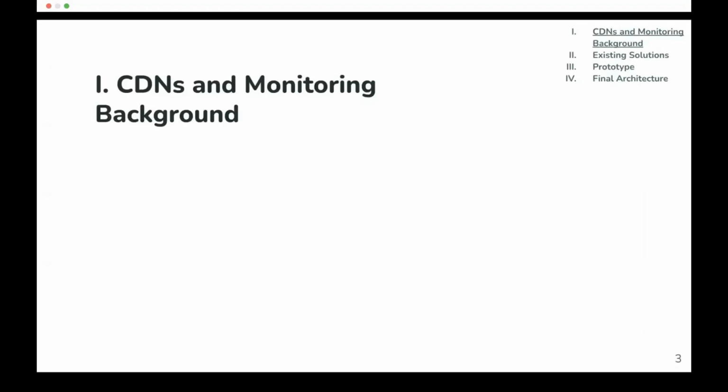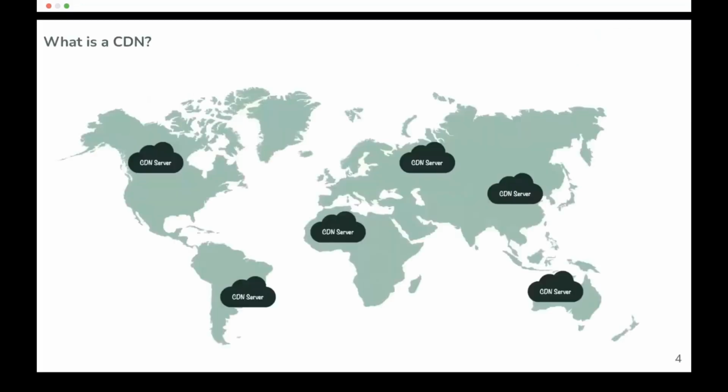Before we discuss how Canopy works, we need to review some basic concepts like CDNs, monitoring, and what can be gained from monitoring the CDN. Let's first take a look at content delivery networks. A content delivery network, or CDN, is a geographically distributed network of servers that stores cached versions of web content like HTML pages, images, and videos at locations close to end users.